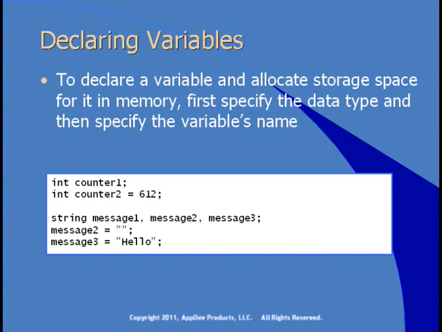Now we didn't assign values to counter1 and message1, and that's okay, this code will compile and run. But you can't use counter1 or message1 in your code until you assign them values. So you can declare the variable anytime you want, but if you actually want to use the variable, whether you're adding to it or printing it, then you have to give it a value.